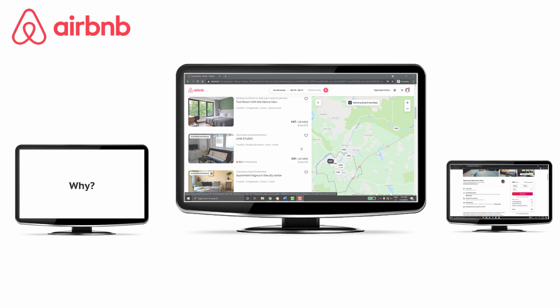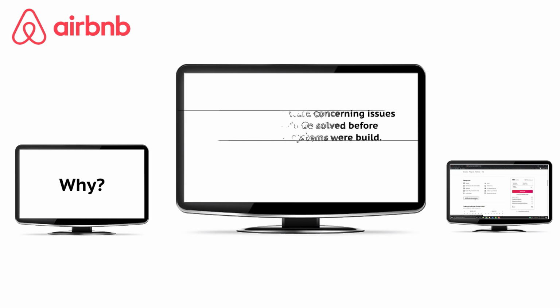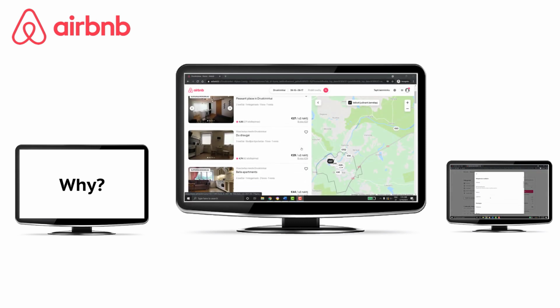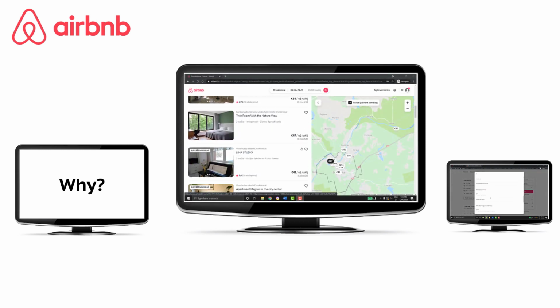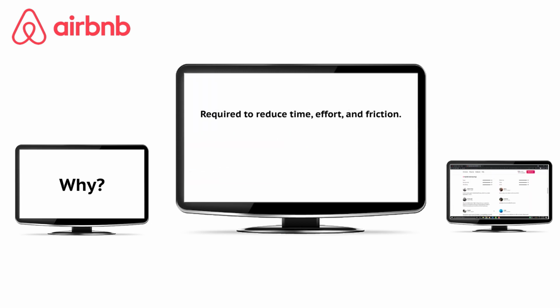Why? Some of the issues highlighted here were concerning areas which needed to be solved even before more machine learning models and systems were built. In addition, a platform was required to enable more users to build machine learning products by reducing time, effort, and friction. This would also enable easier model evaluation.